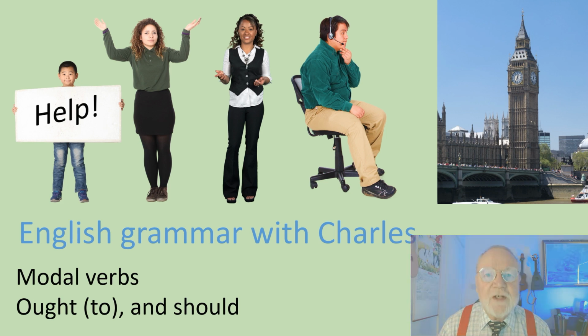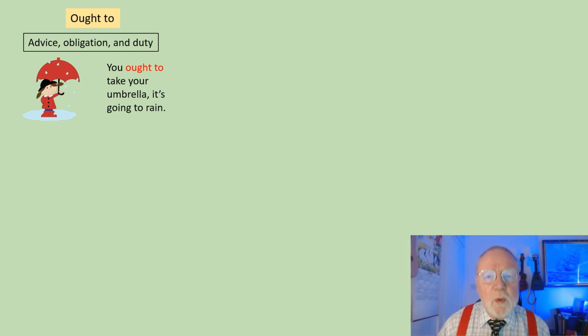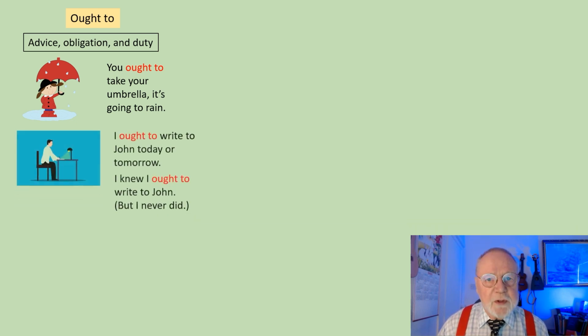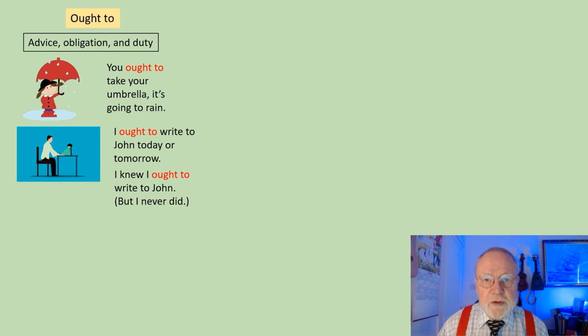So, let's get started. We use ought to for giving advice to other people or even to ourselves, for an obligation, that's something we must do, and a duty. Look at the first example. You ought to take your umbrella, it's going to rain. That's good advice. Ought to can also be used for present or future conditions. I ought to write to John today, or I ought to write to John tomorrow.